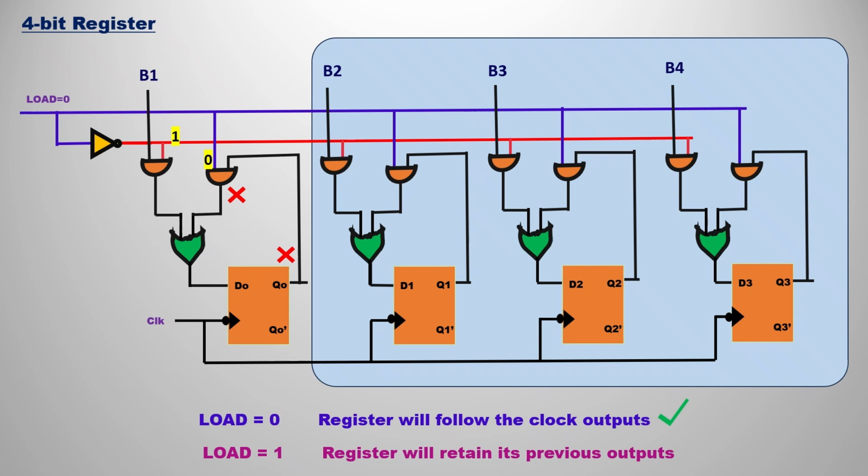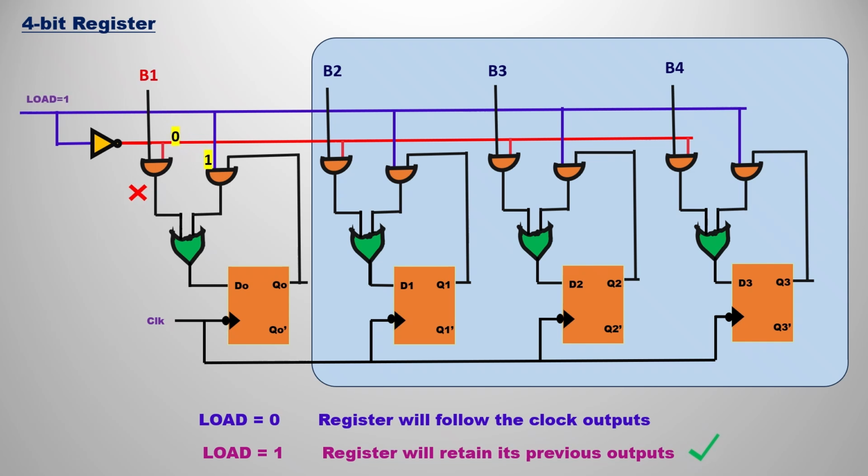So Q0, the previous state, would not be considered. The coming input, the new input, that is B1, when load bar is 1, right? That is the reason we are able to pass B1 to the first flip-flop. So that is the reason we can say when load is equal to 0, the register will follow the clock, or we can simply say we can load the external inputs.